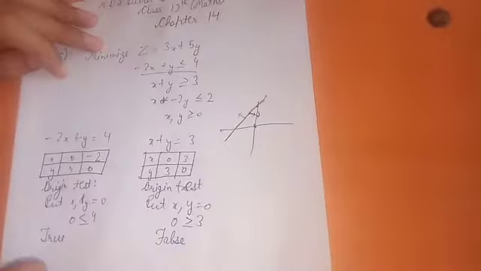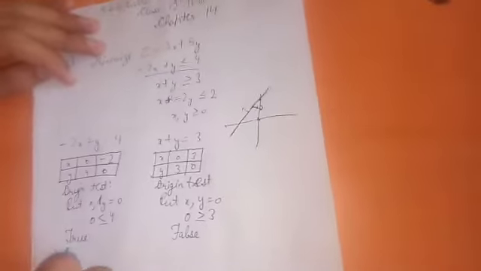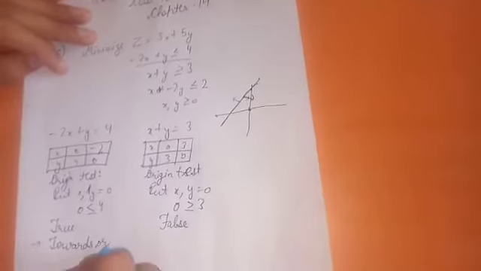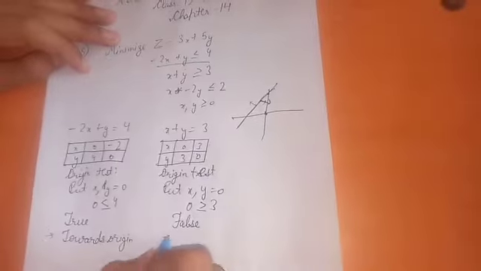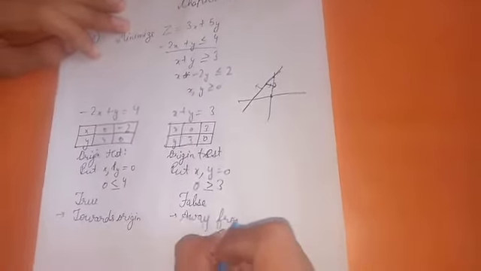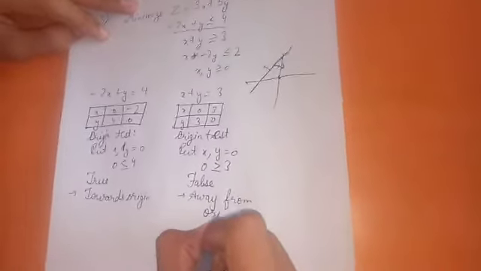So for this one, the feasible region is away from the origin, not towards it. I hope you have understood it.